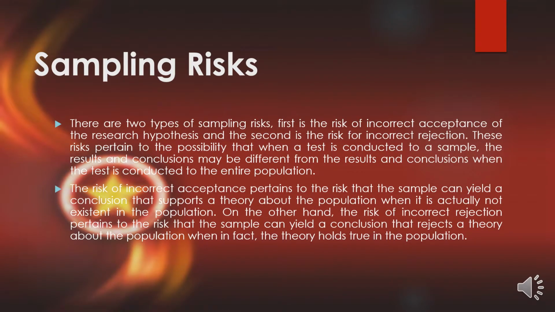The risk of incorrect acceptance pertains to the risk that the sample can yield a conclusion that supports a theory about the population when it is actually not existent in the population. On the other hand, the risk of incorrect rejection pertains to the risk that the sample can yield a conclusion that rejects a theory about the population when in fact the theory holds true in the population.